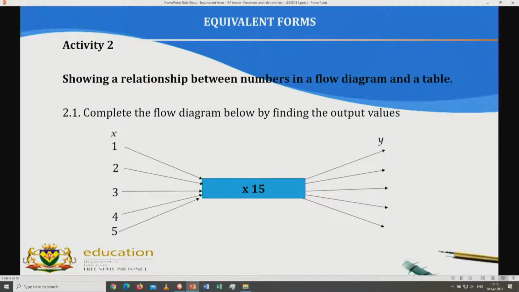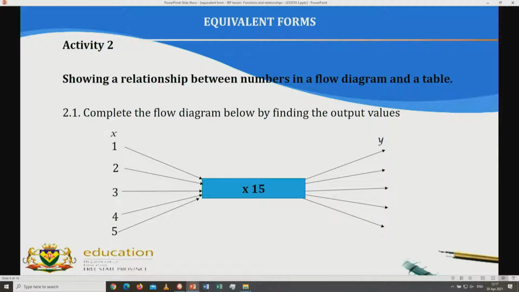Now, activity number 2, showing a relationship between numbers in a flow diagram and a table. Before you can do that, you have to complete the flow diagram that you see, by finding the output values. Now, remember in the previous lesson I said to you, to find the output values, it's better for you to firstly have a number sentence.